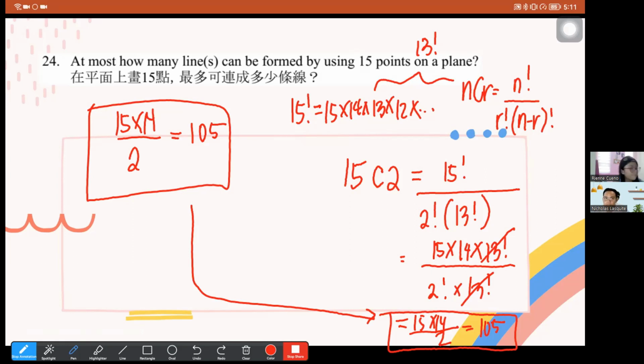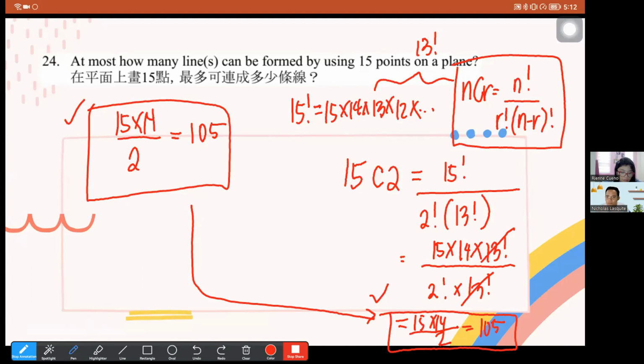So hopefully you guys remember the MCR formula, which is this one, because this is very useful. What if the question here is you have 13 points on a plane? So what if it becomes bigger? What if you have 25 points on a plane? You can't do it by listing, but you can also do the technique here, which is just the same as my solution here.